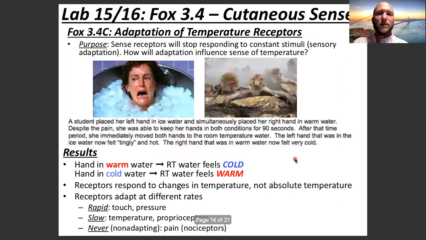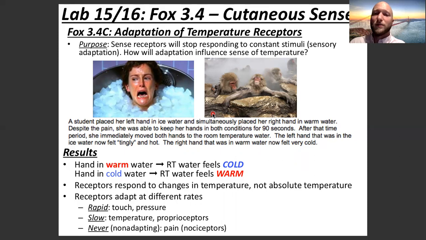Perfect. Cutaneous sensation. So, adaptation of temperature receptors. Who has ever been in a hot tub and then got brave and ran and jumped into the pool? I've done that. I think a lot of people probably have.